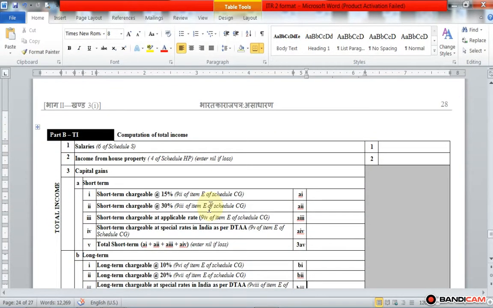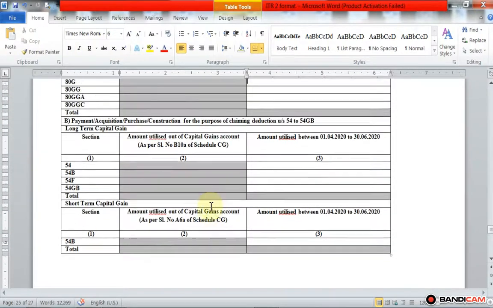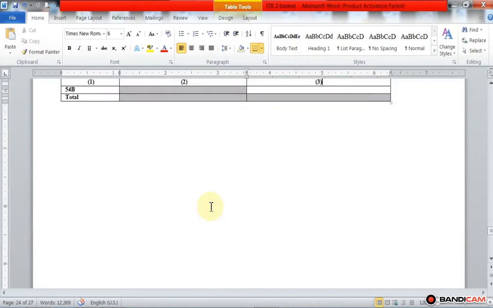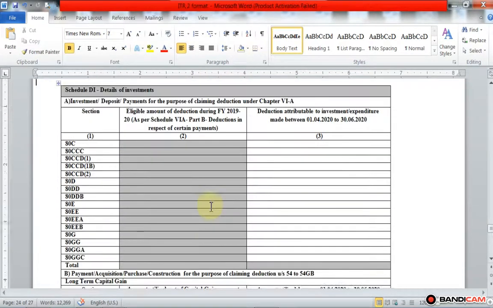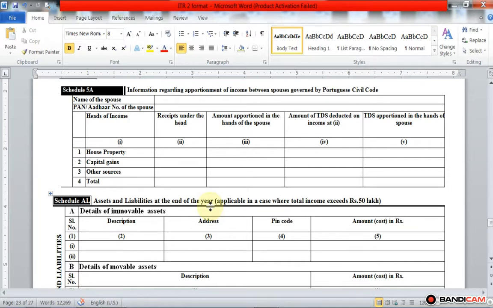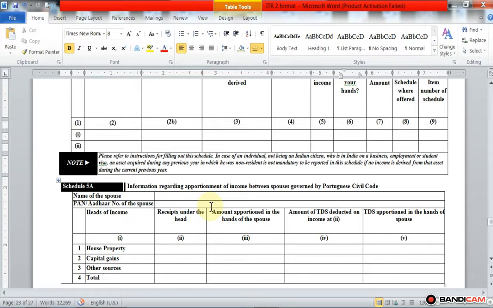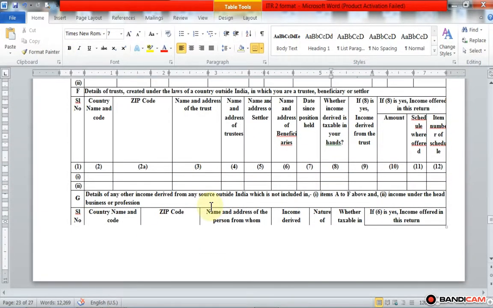Now part B starts, that is computation of total income. So this part B we will discuss in our next lecture. Again we revise the schedules. Here part A is ended, ITR 2 part A is ended. Part A includes all the necessary information, that is general information, then schedule S, schedule HP, schedule CG, schedule OS. Then schedules relating to carry forward, set off of current year losses, then schedule 5A regarding the income distributed between the SSC and his spouse, or her husband.